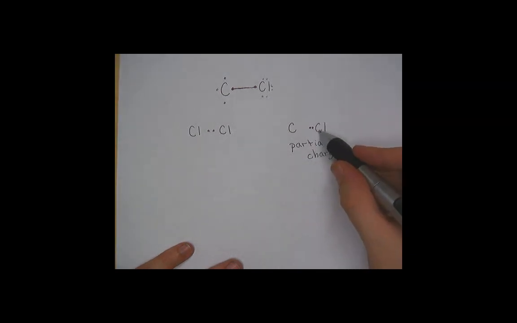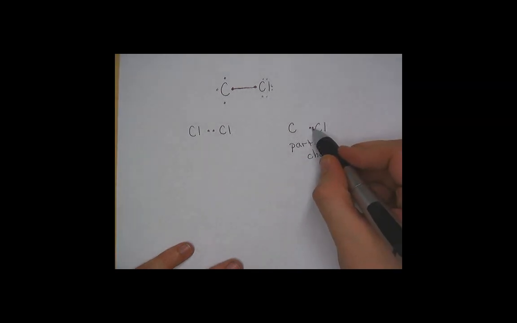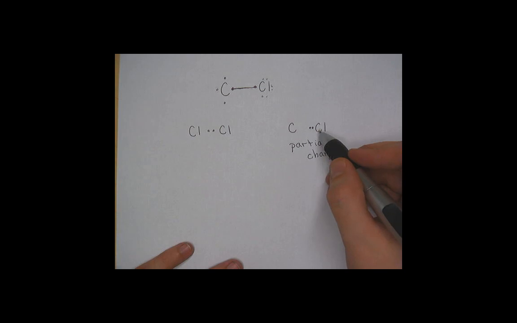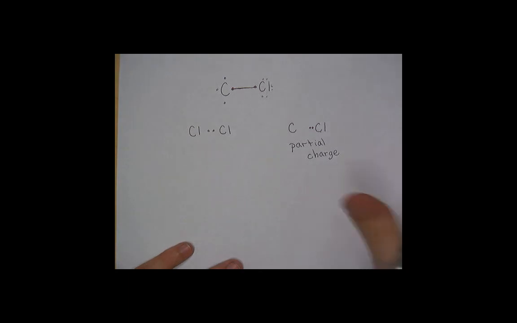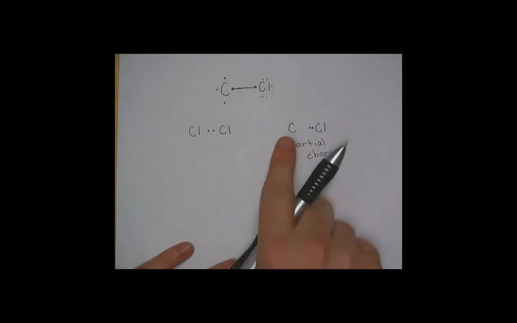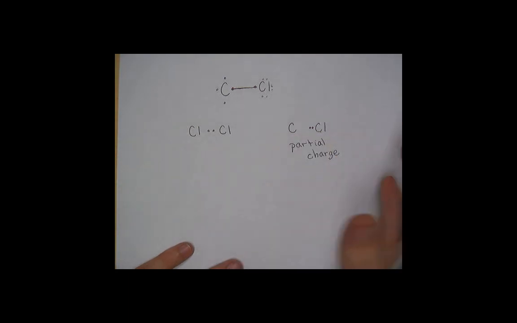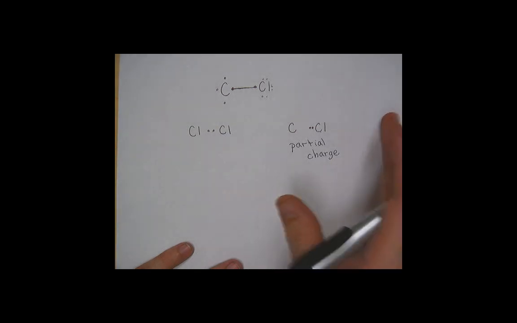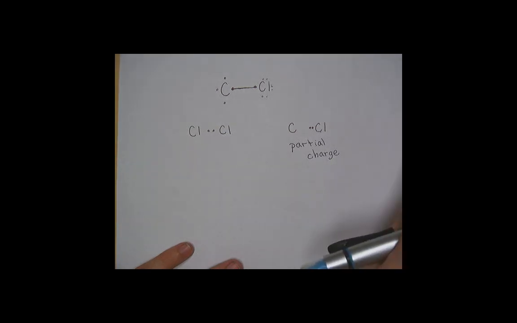In other words, chlorine doesn't get both electrons entirely and become an anion, but it also doesn't take only half of each electron and stay neutral. So we think of chlorine, because it's more electronegative, as having some kind of partial negative charge, whereas carbon is going to have some kind of partial positive charge. And there are two different ways of showing this.